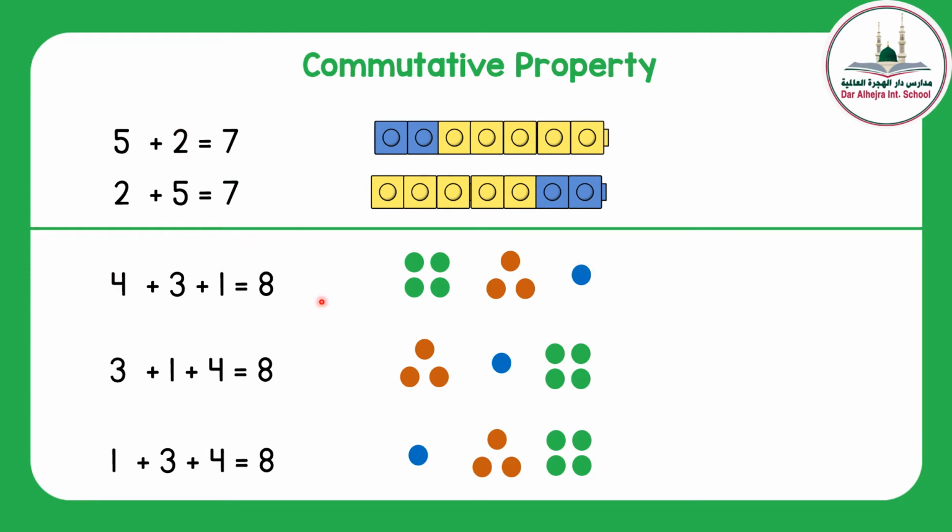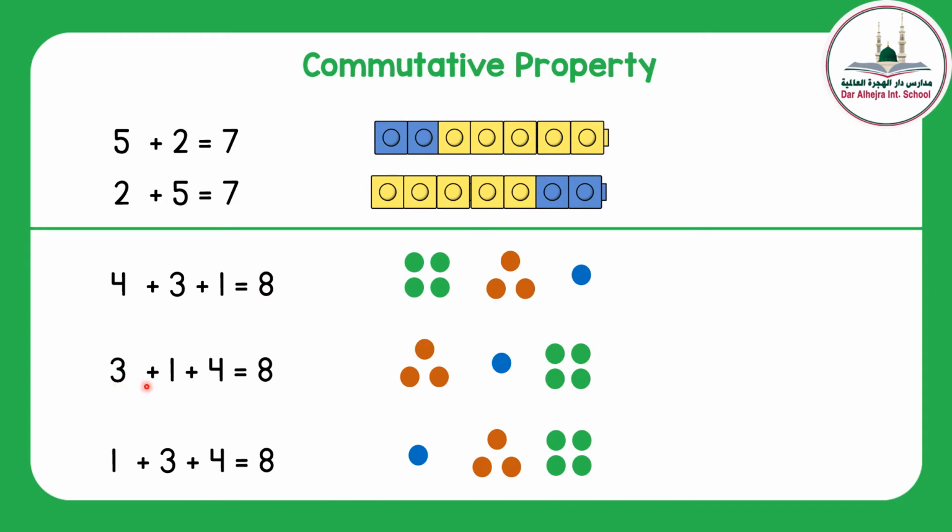Here we have another example. We have more than 2 addends. We have 3 addends. One is 4, the other is 3, and the third one is 1. So we're adding them, and I can show them with the help of dots here. 4, 3 and 1. So let's count 1, 2, 3, 4, 5, 6, 7, 8. So that means 4 plus 3 plus 1 equals 8.